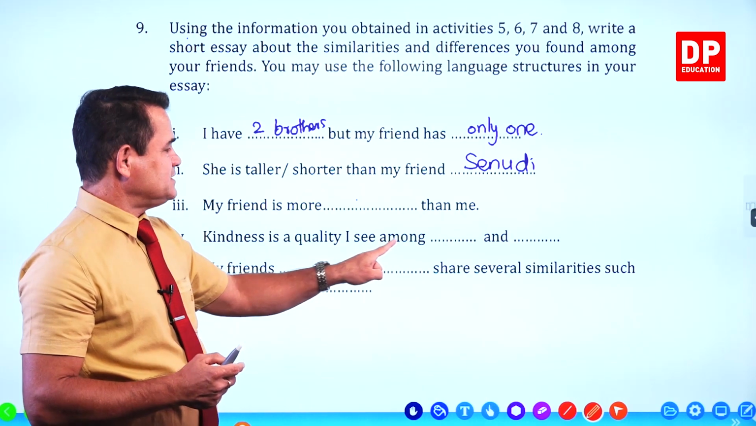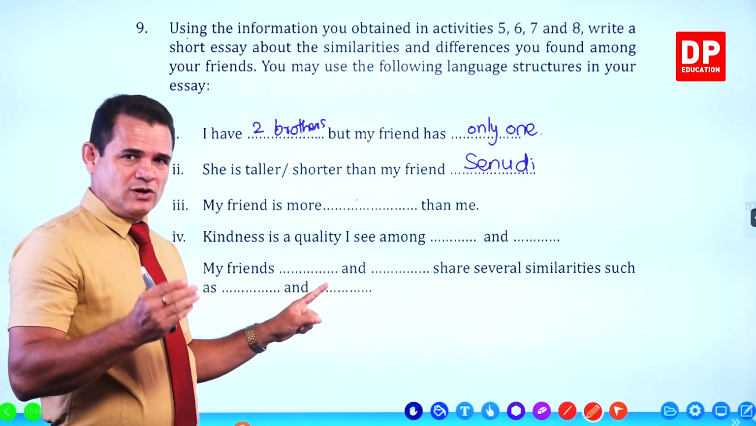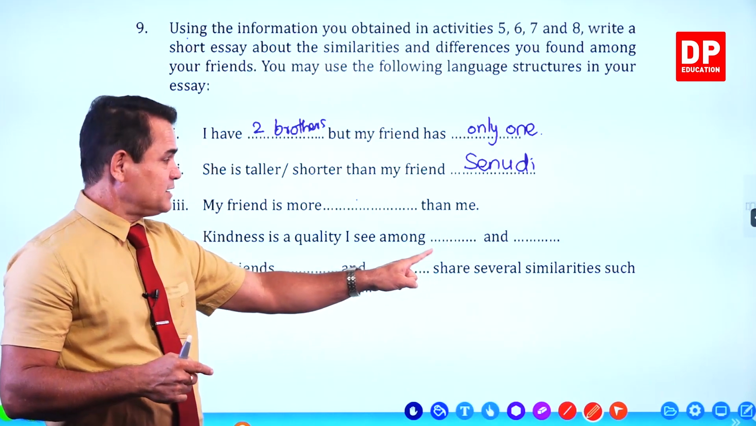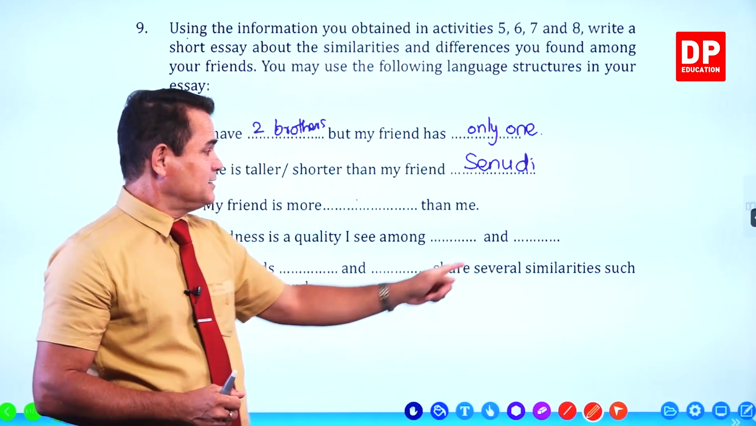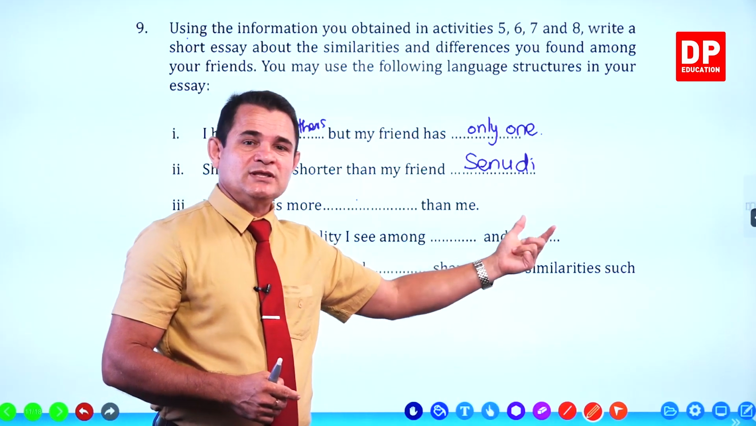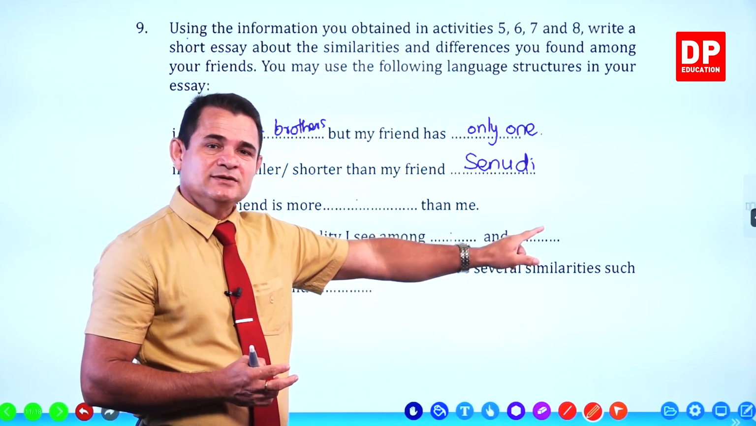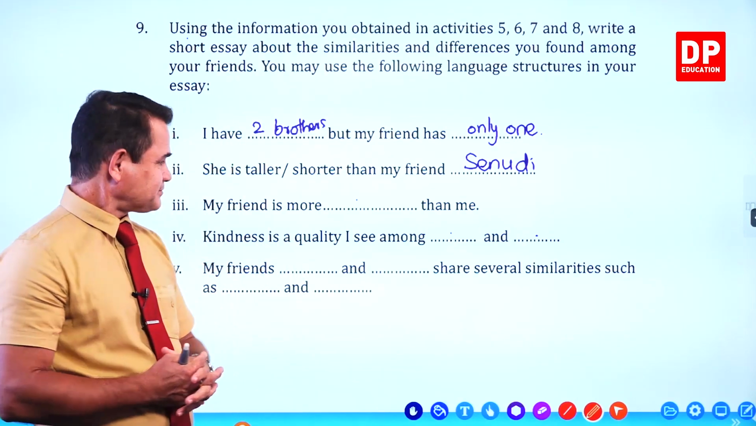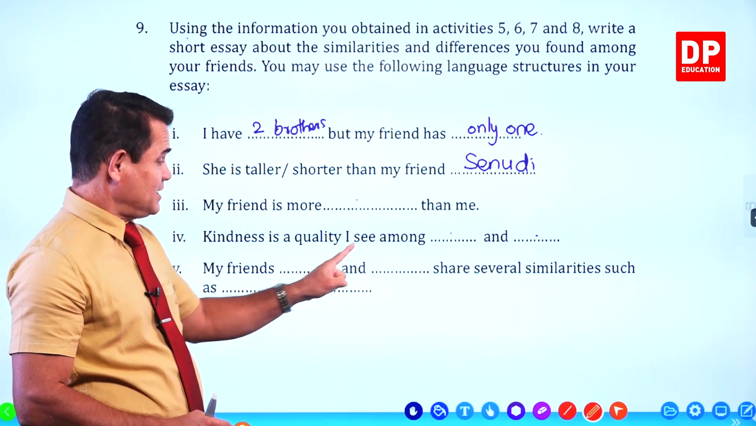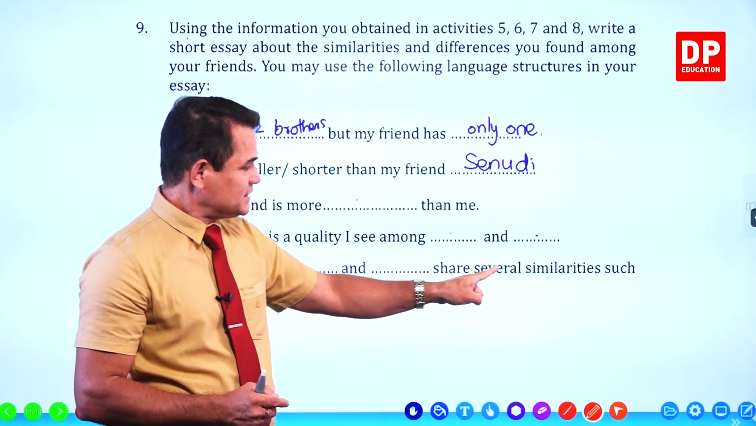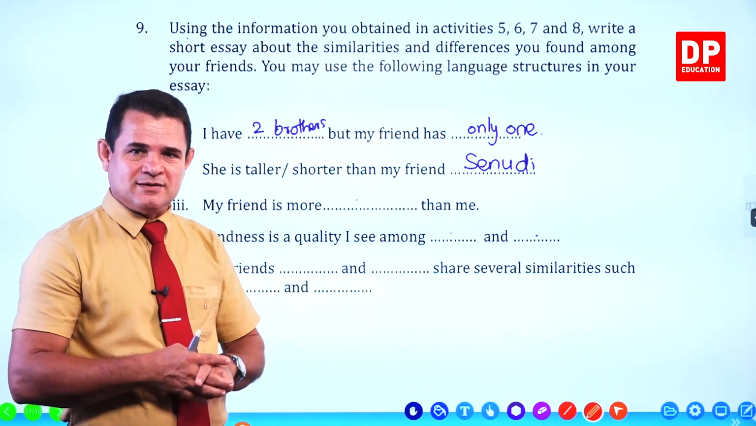Kindness is a quality I see among. Kindness is a quality. කරුණාවන්තකම is a quality I see among. මන් දකිනවා මෙන්න මේ අය අතර මොනවද? Among Nimal and Kamal, or among my friends and teachers. මගේ යාළුවෝ සහ ගුරුවරු අතර දකින quality එකක් තමයි kindness, කරුණාවන්තකම. You use any word here and where you see kindness. My friends, give two names. My friends Nimal and Kamal, any two names, share several similarities. Share several similarities කියන්නේ ඒ දෙන්න අතර තියෙන ගොඩාක් සමානකම්.